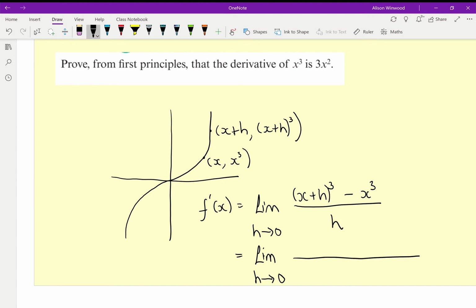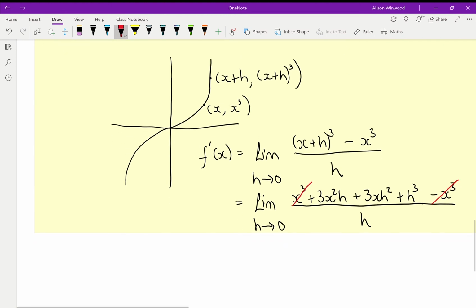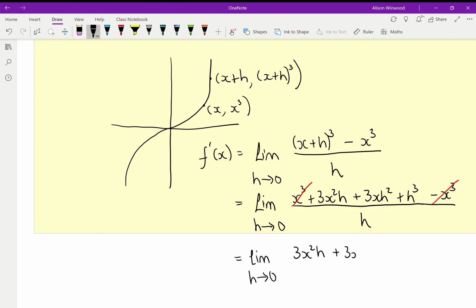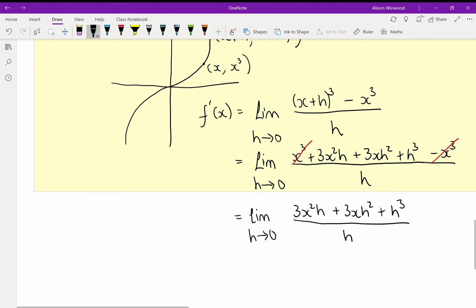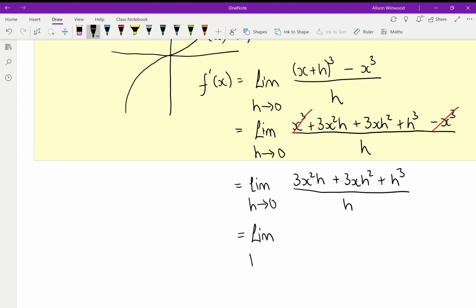So if we expand our cubic, we get x cubed plus 3x squared h plus 3xh squared plus h cubed. Then we're going to subtract x cubed and divide everything by h. So the same pattern happens. x cubed subtract x cubed gives us 0. So we've got the limit as h tends to 0 of 3x squared h plus 3xh squared plus h cubed, all divided by h. And every term has an h, so I can divide through by h. And I get 3x squared plus 3xh plus h squared.